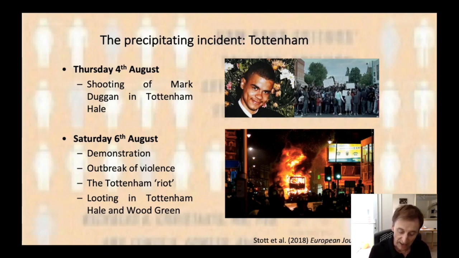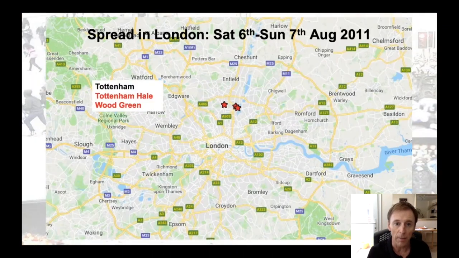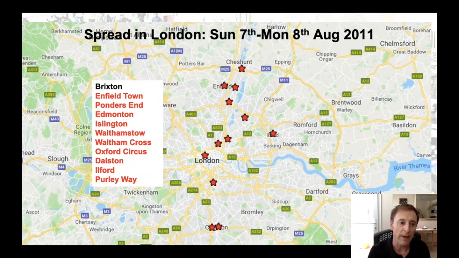And over the next 24 hours, rioting spread to Tottenham and Wood Green in North London, and then took the form of looting, because initially it was attacks on the police and certain kinds of property like solicitors, but later it turned into looting. Now, that was North London. And can anybody guess the first location to riot in South London? Well, it was Brixton in South London.